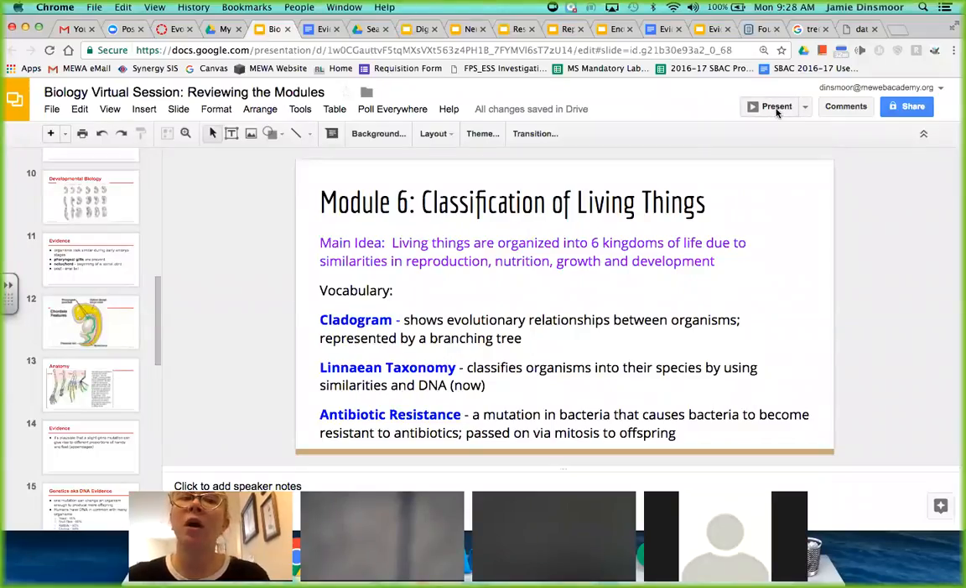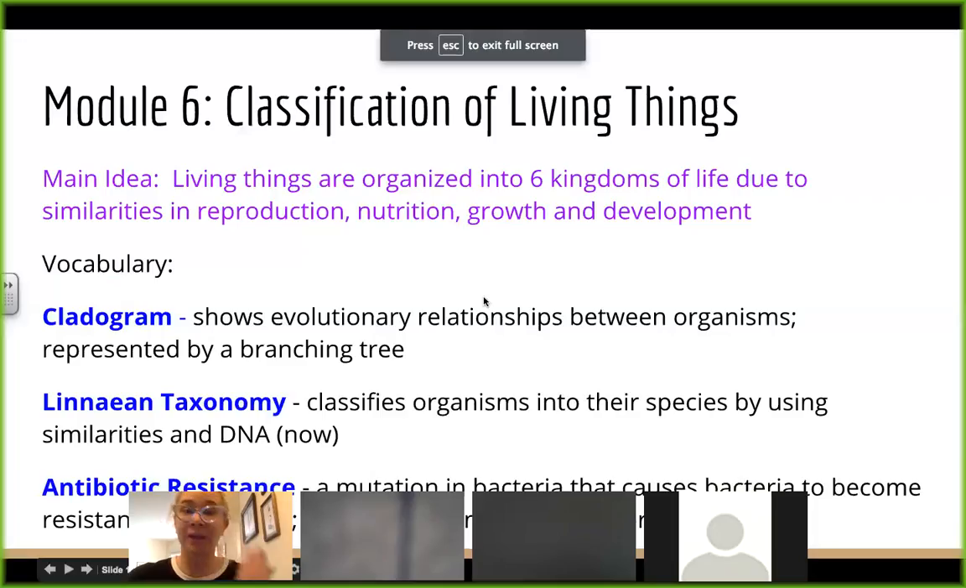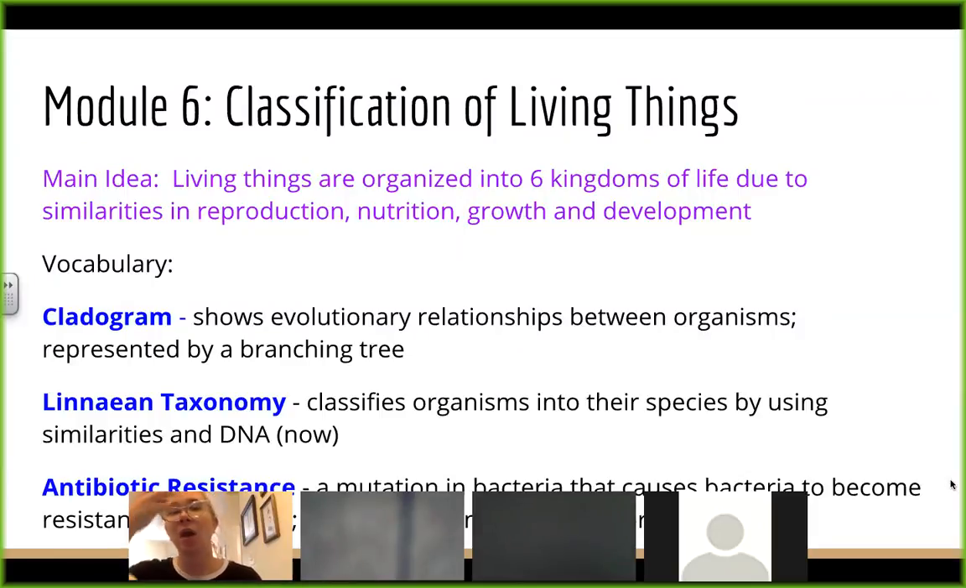So other things from this module, we had Linnaean taxonomy, right? This was the kingdom, phylum, class, order, family, genus, species. This is organizing them by their similarities, right? Specifically their characteristics. And now we use DNA to do this as well. All right, back in the old days of Linnaeus, obviously they didn't know about DNA, so they weren't using it.